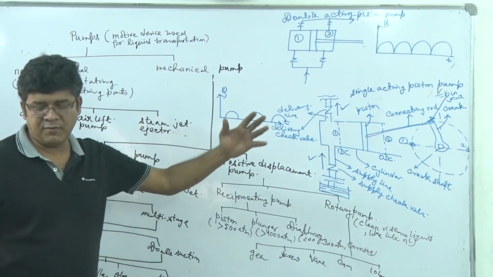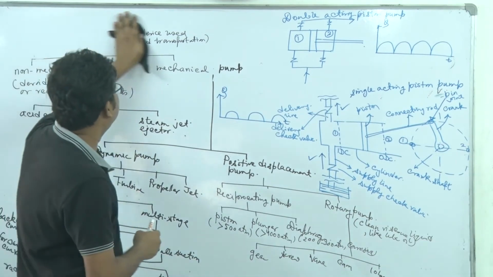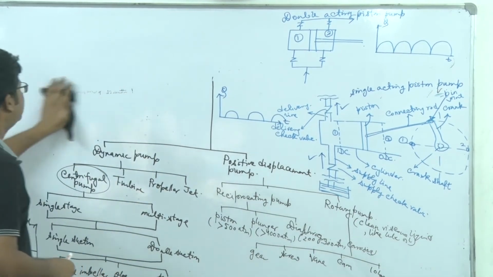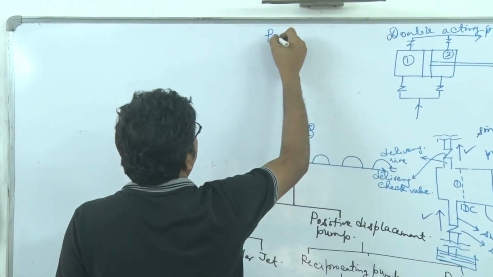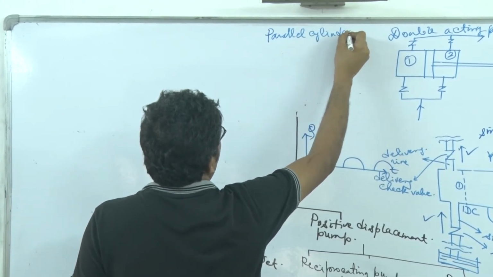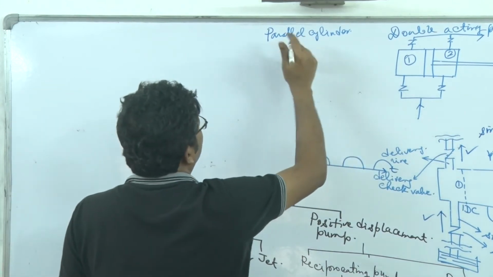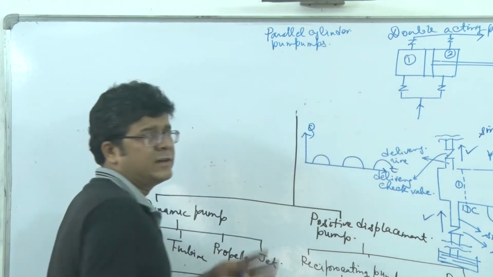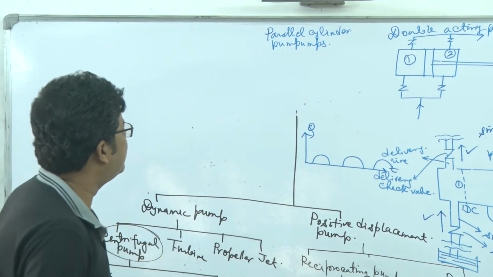Like 3-4 cylinders, they are connected in parallel, right? So that is the parallel cylinder, and actually that is the real life example of this reciprocating piston pump, parallel cylinder pumps. So if there are only 2 cylinders, it's called a duplex pump. If there are 3 cylinders, it's a triplex pump and so on.